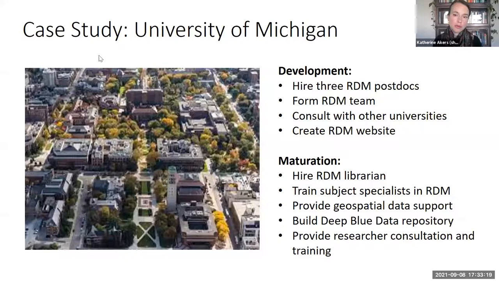Again, we formed a research data management team comprised of health sciences librarians, engineering librarians, science librarians, metadata librarians, and also scholarly communication librarians. So a lot of different people who can provide a much more holistic view of research data management. Instead of doing a faculty survey like we did at Emory, at University of Michigan we did an institutional survey.